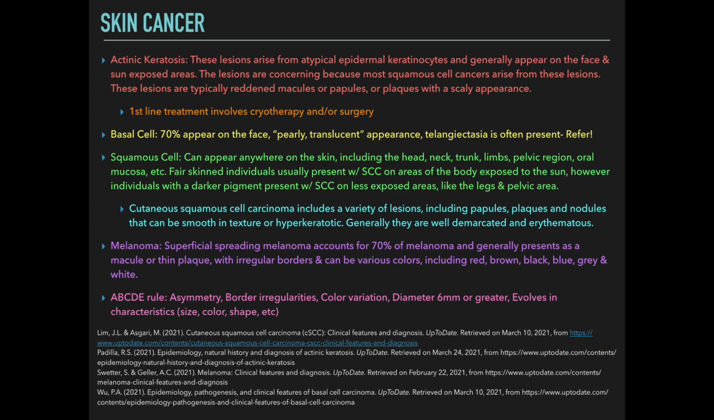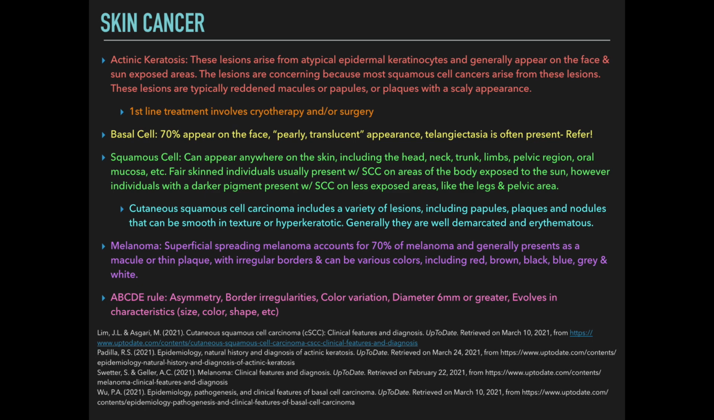The next is basal cell cancer. 70% of those appear on the face, and these are described as pearly and translucent in appearance, and they often report telangiectasia as well. And then squamous cell, these lesions can appear anywhere on the skin, including head, neck, trunk, limbs, everywhere. So fair-skinned individuals usually will present with squamous cell cancer on areas of the body that are exposed to the sun. However, individuals with a darker pigment usually will present with the squamous cell lesions on less exposed areas, like the legs or the pelvic area.